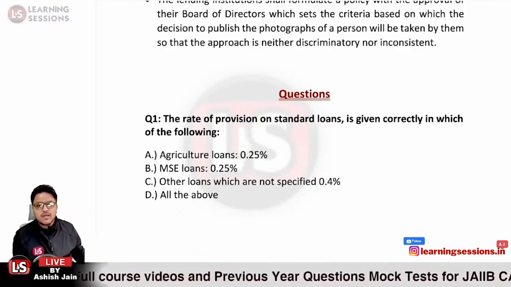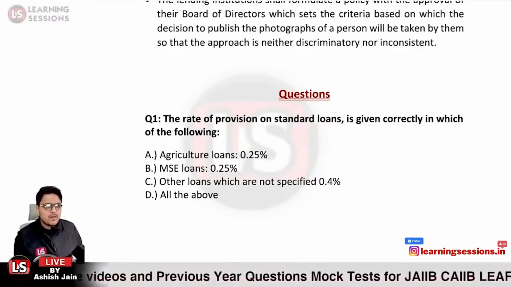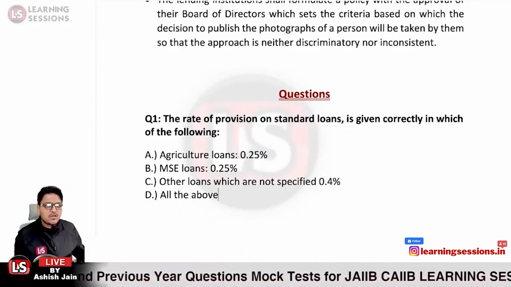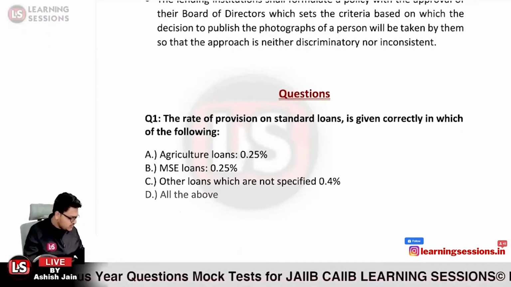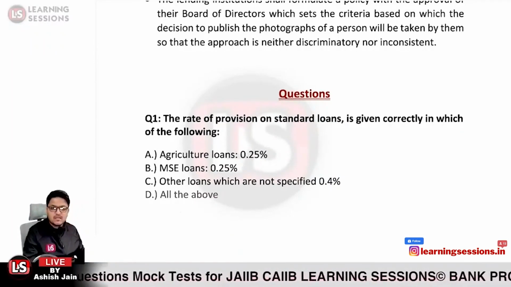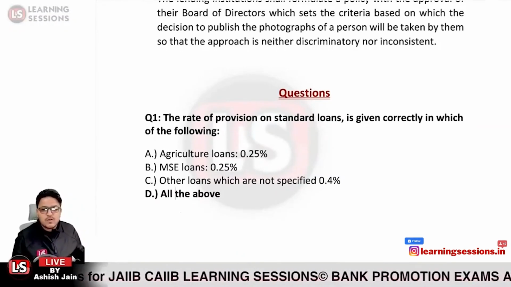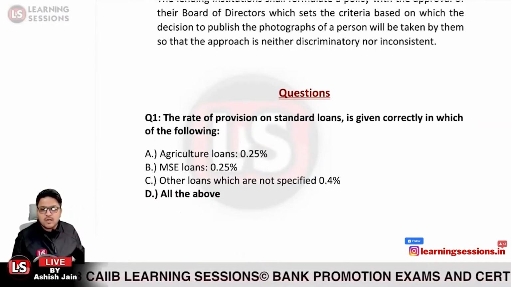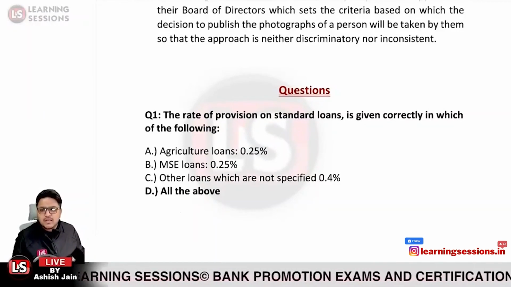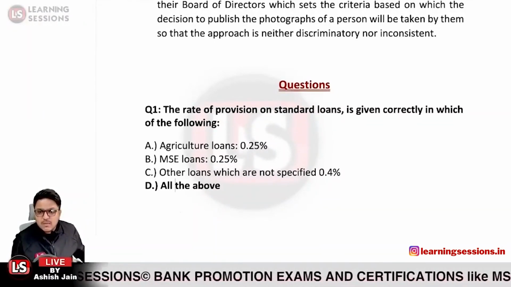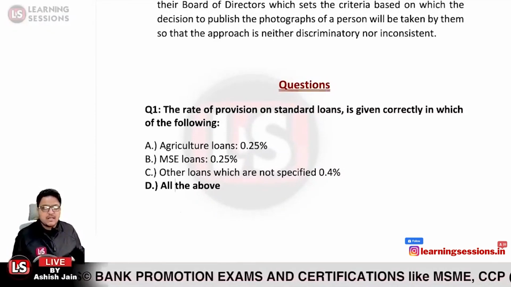So the right answer over here is option D, that is all of the above. We already know that in the case of the agriculture loans it is 0.25%, and also in the case of the MSME loans it is 0.25%, and in the case of all the other loans which are not specified it is 0.4%. So option D over here is the right answer. So Ravi Nanabala has answered correctly at the earliest.